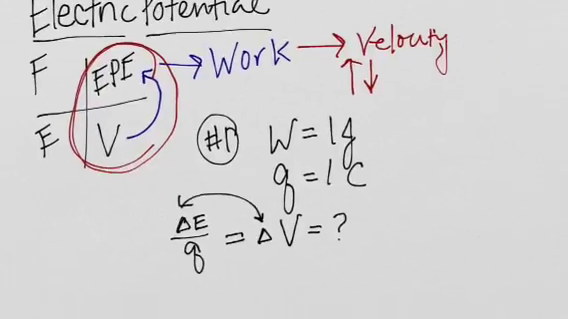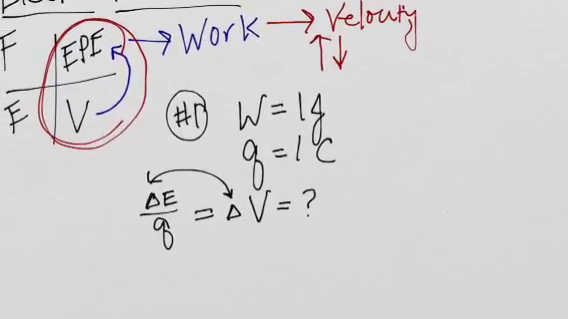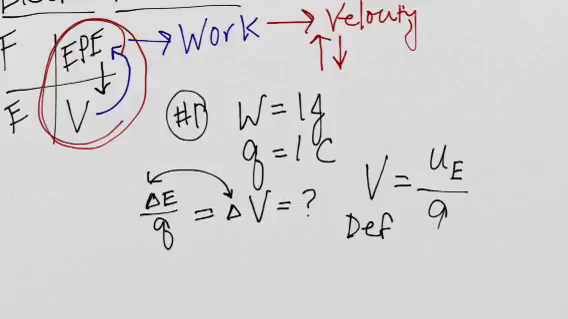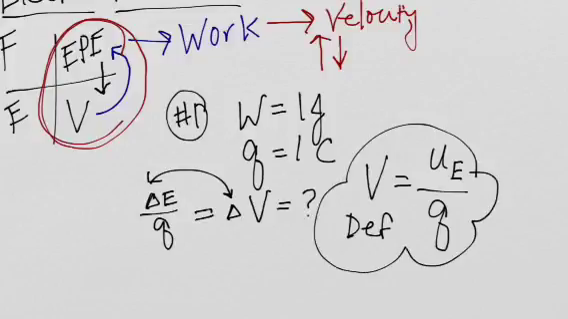All right, so we need to remember some formulas. So the way that we get from potential energy to potential is by dividing by charge. So what potential actually is, so the definition of potential, so this is its definition. The definition of potential is the amount of electric potential energy per charge. And this is the definition equation for potential.